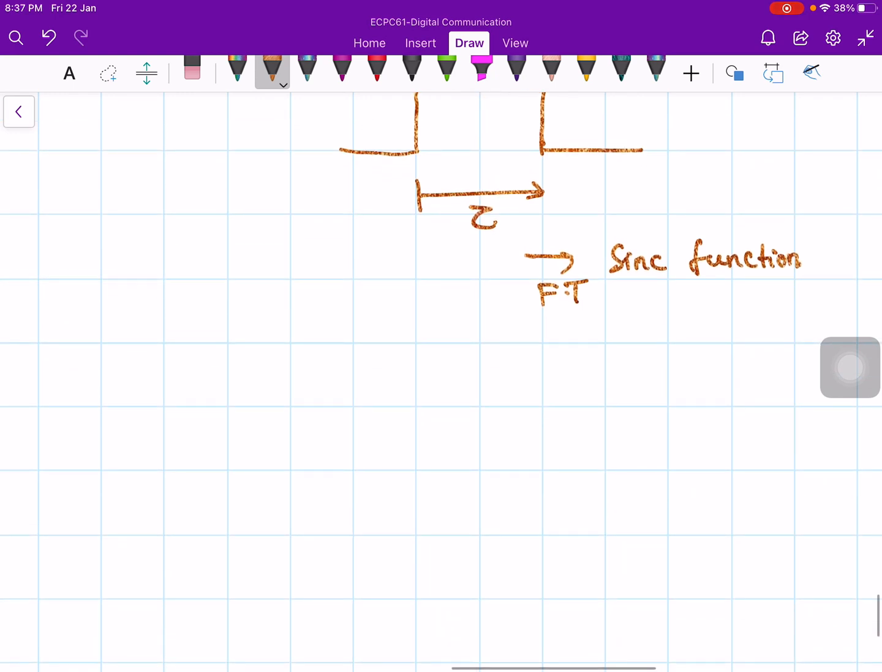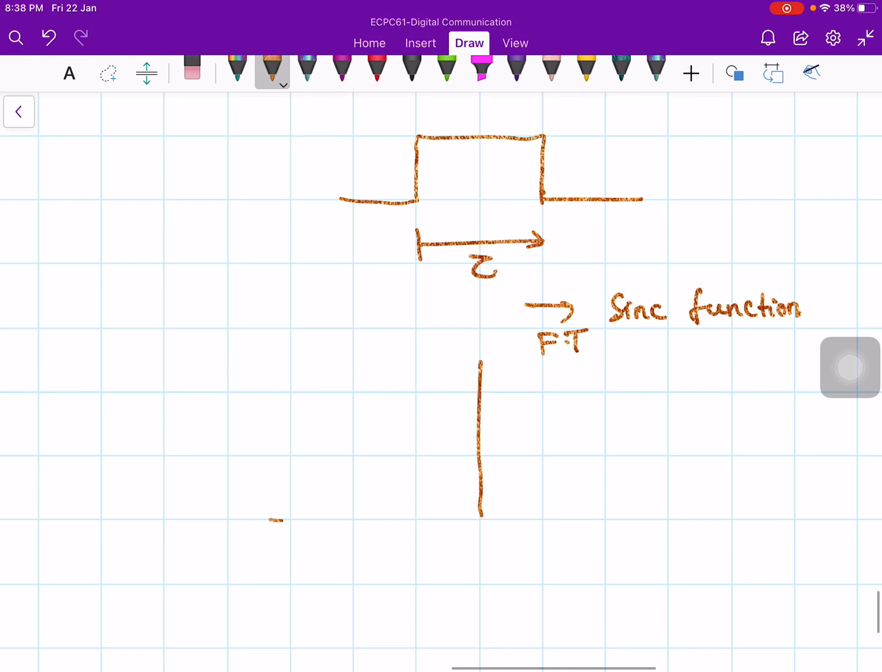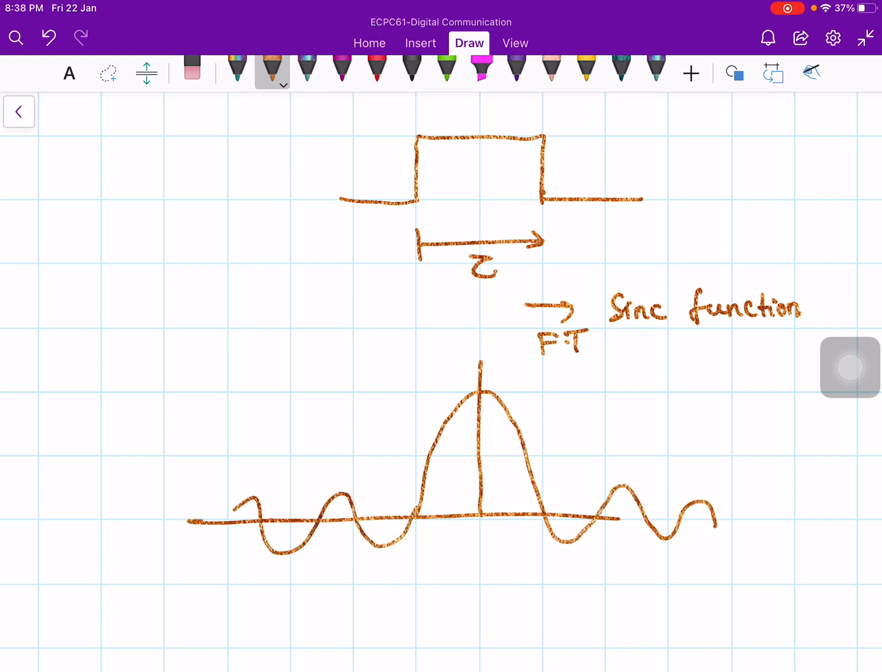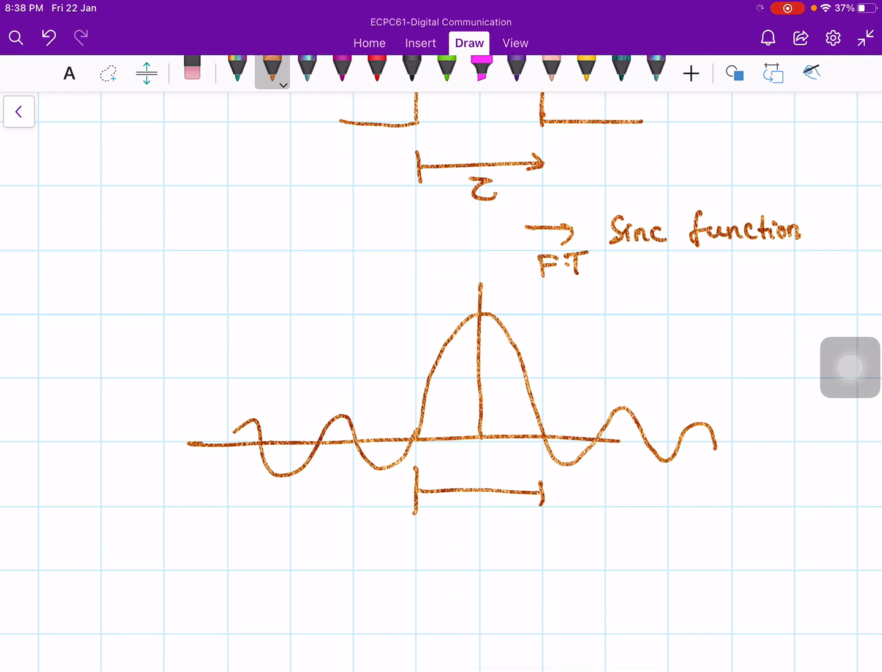One rule of thumb is that most of the energy lies in the main lobe of the sinc function. So if you draw the sinc function, let's say like this, most of the energy, that means a very high amount of energy, lies in the main lobe. Therefore, if you consider this as the bandwidth, that is more or less a rough estimate. This width is going to be 1 over tau, the reciprocal of the pulse width.